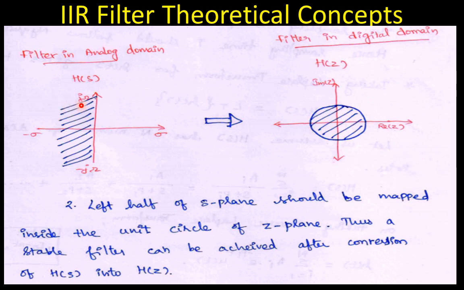So we were talking about stability, right? So the poles, what is a pole actually? The denominator in the transfer function gives the poles. If a filter is stable, all the poles should be located only in the left half of the S plane. So when we convert analog to digital filter, all the poles from the left half of the S plane should be carefully placed inside the unit circle of the Z plane. So this mapping has to be done carefully.